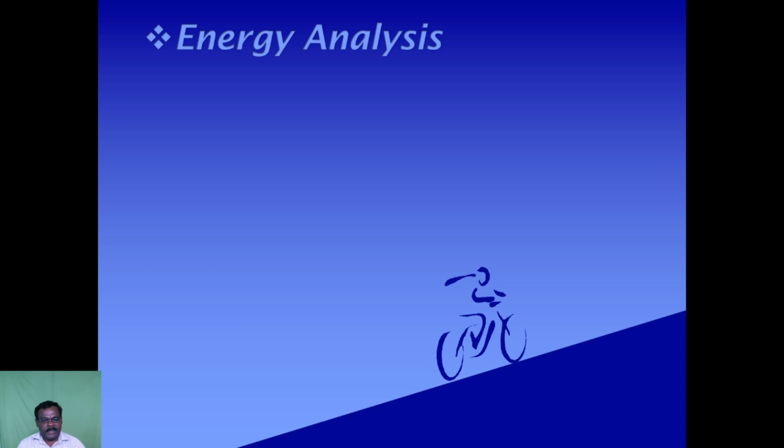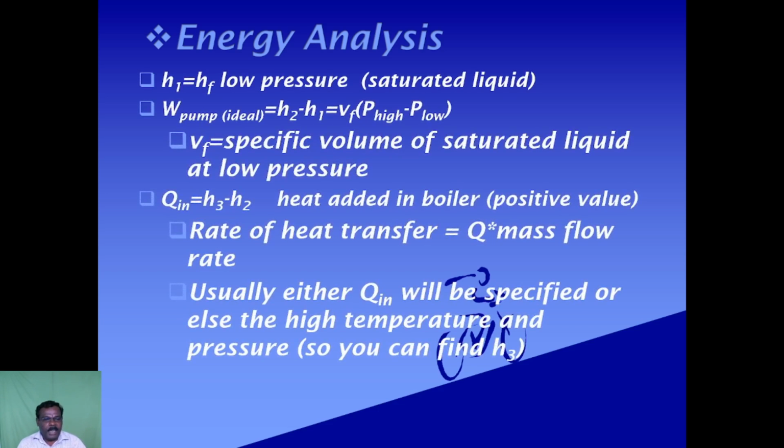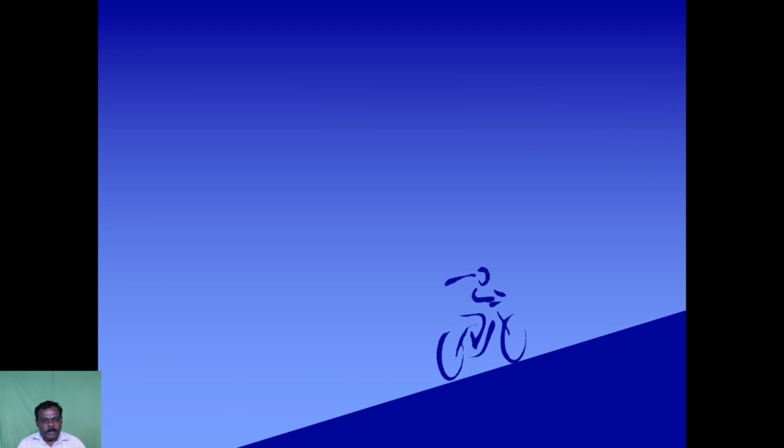Then the energy analysis. How does the energy analysis happen? We do the analysis in terms of enthalpy. H1 is a saturated liquid at low pressure. Then the pump work is H2 minus H1. Then what is the heat supply process? Heat supply or heat addition is H3 minus H2. A small mass flow rate takes place here.